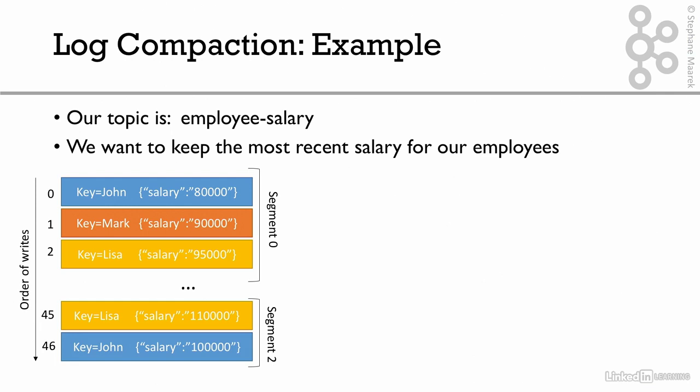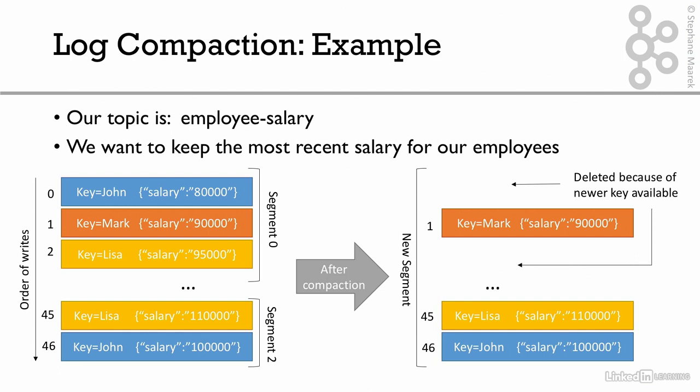As we can see, the color coding shows that the key Lisa and the key John have been updated. So what happens when log compaction happens is that the old John and the old Lisa keys will be deleted because there's a newer key available. And as a result of this, we'll get a new segment. As you can see, the offsets do not change, it's just that some data gets removed.